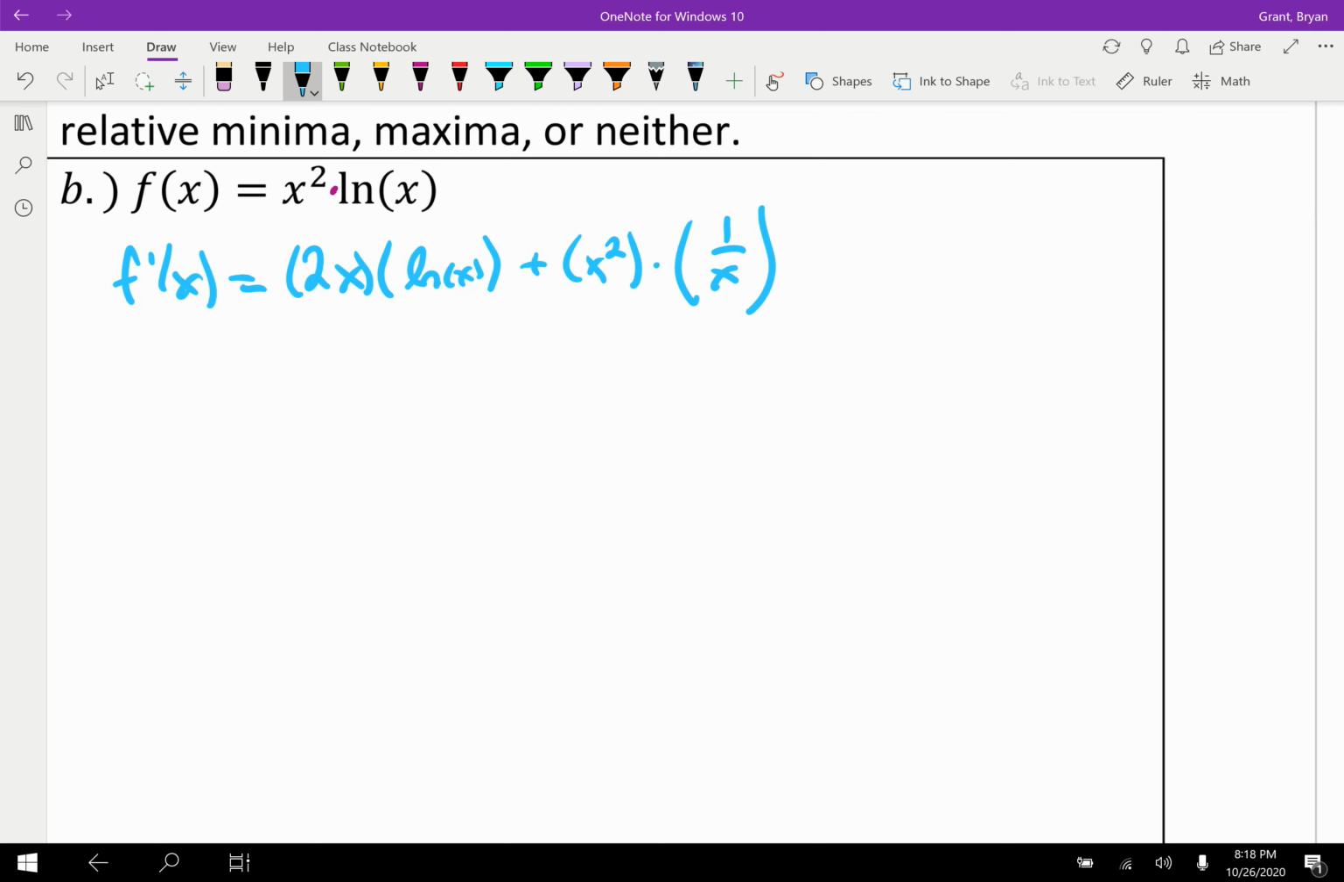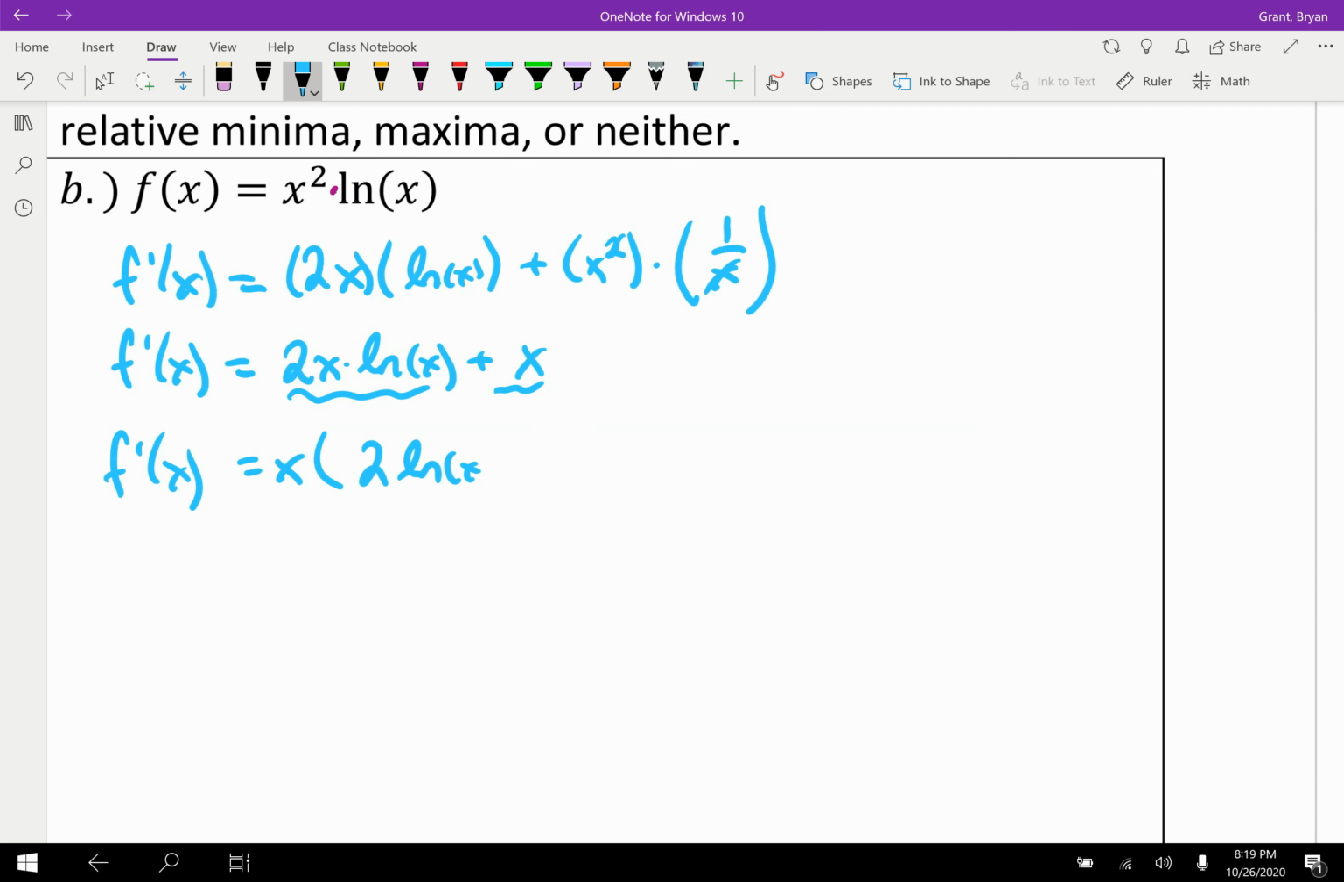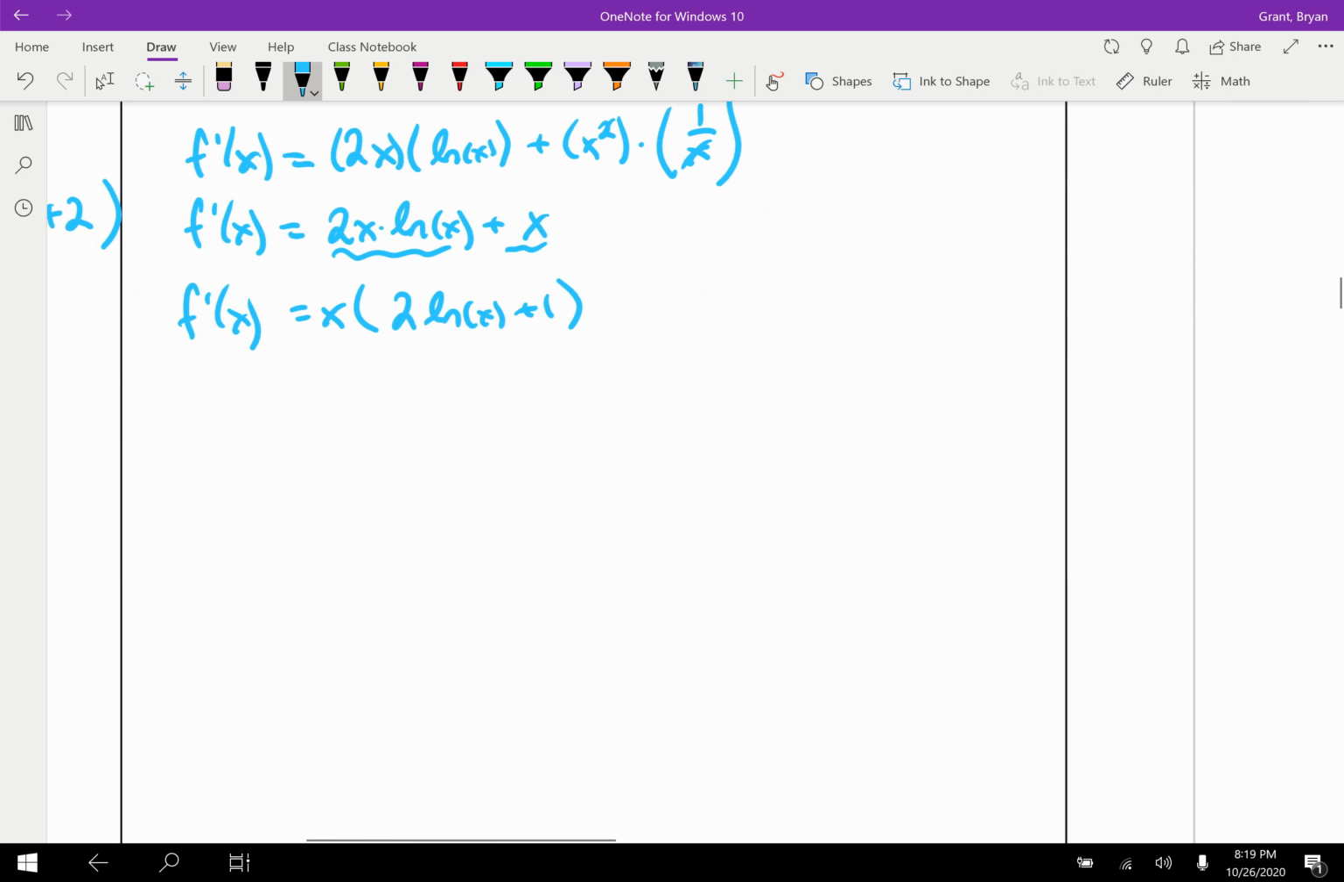Can we simplify this? I think we actually can, and I mentioned wanting to simplify if at all possible. So we have 2x times the natural log of x plus x squared times 1 over x, which is going to cancel one of the x's, so I think it's just plus x. And actually, let's go a step further. I see that each term has an x in common. We're going to factor that out: x times 2 natural log of x plus 1. Nice. I think that's about as simplified as we can get, so let's get down to our critical points.